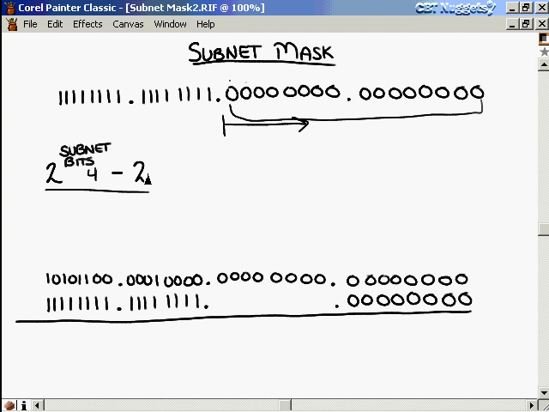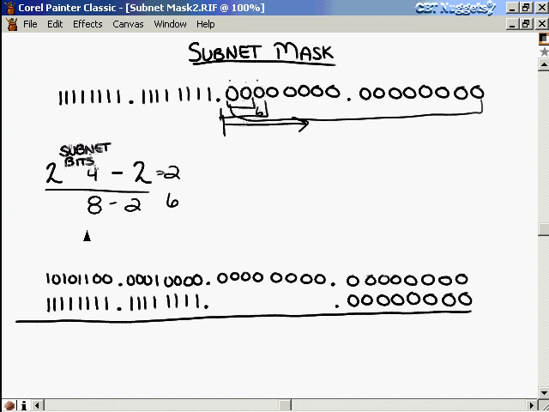2 to the 2nd power minus 2 gives us 2. So that means that I would have 2 subnets available if I use this portion of our original host field for a subnetwork field. And then it will go on from there. Let's say I use 3 bits: 2 to the third power is 8, minus 2. That will equal 6 usable networks at this point within subnetworks. And we can proceed on down the line.